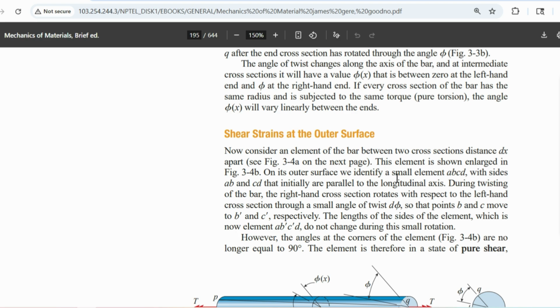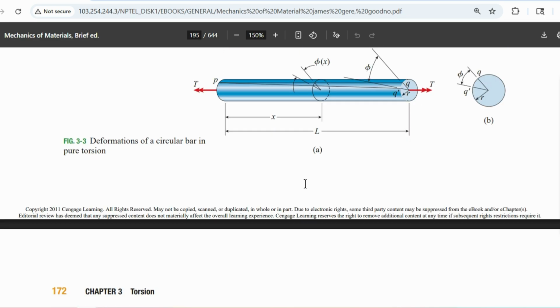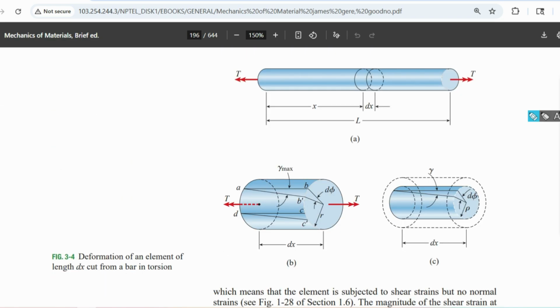So on the outer surface, we identify that small element ABCD with sides AB and CD that initially are parallel to the longitudinal axis. During twisting of the bar, the right-hand cross-section, I'm spacing out, but we have this cross-section, and pretend like we welded this to the wall. Nice little beads. You know what I mean? And that'll be useful.